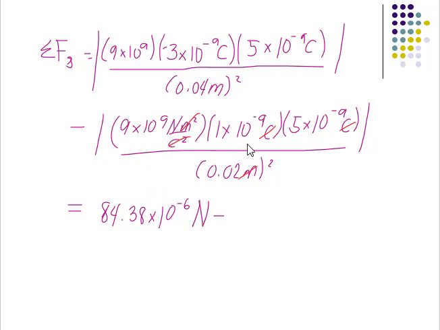Then minus the value of this. Let's solve: 9 times 10 to the 9 times 1 times 10 to the negative 9 times 5 times 10 to the negative 9 divided by 0.02 squared. Then you will have an answer which is negative 112.5 times 10 to the negative 6. The unit is newtons. Now let's solve for the final answer. We have negative 112.5 times 10 to the negative 6 plus 84.38 times 10 to the negative 6. Our answer now becomes negative 28.12 times 10 to the negative 6 newtons.